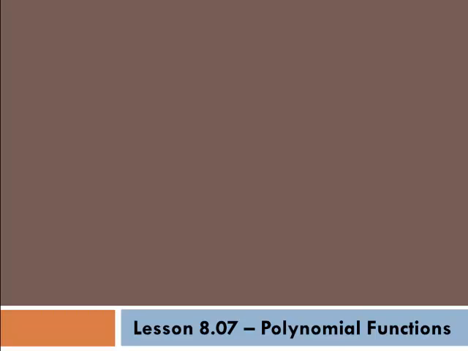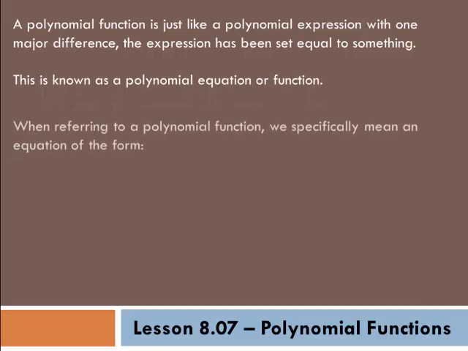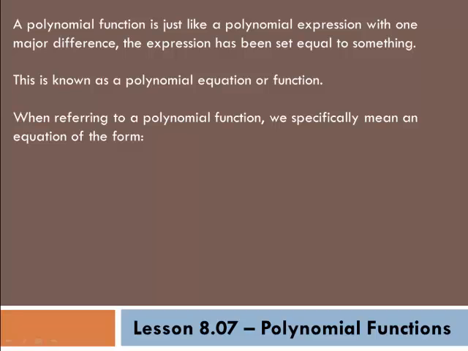Lesson 8-7, Polynomial Functions. A polynomial function is just like a polynomial expression with one major difference, and that is that the expression has been set equal to something. This is known as a polynomial equation or a function, and when referring to a polynomial function, we specifically mean an equation of the form f of x equals any polynomial expression with only the variable x.